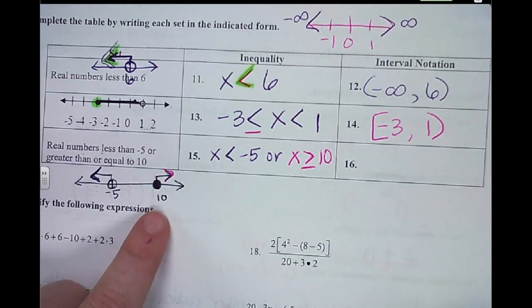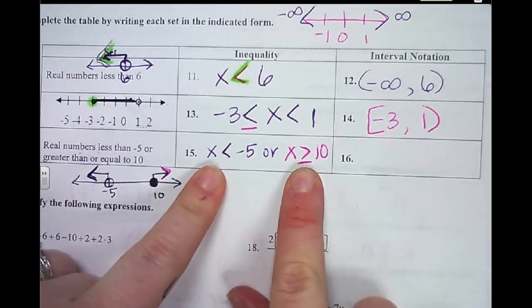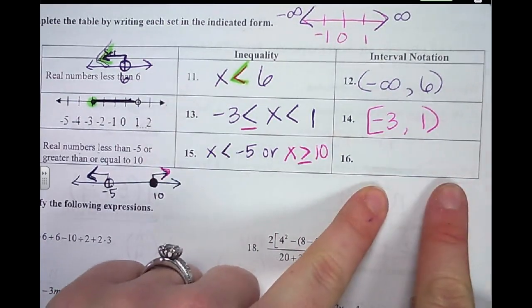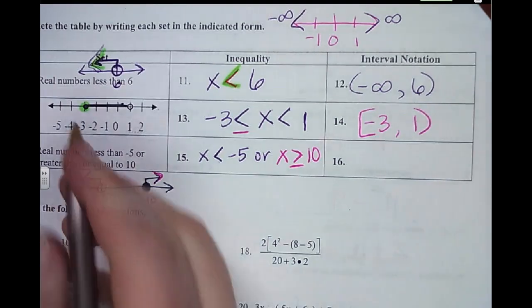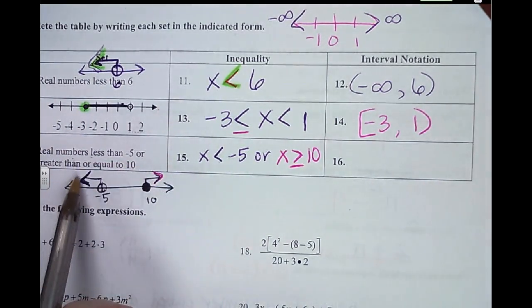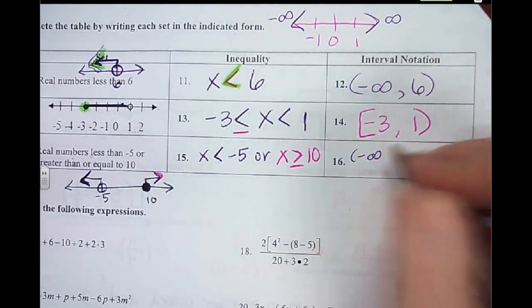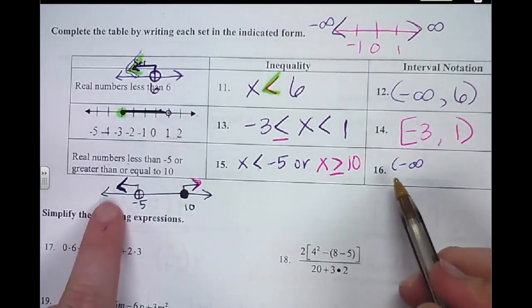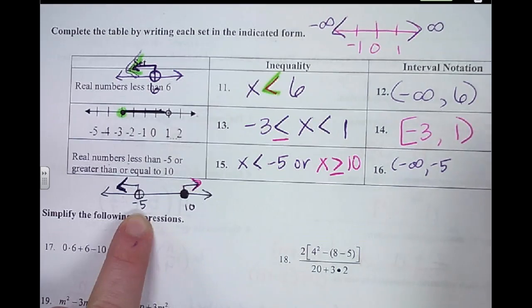Okay, interval notation. So I have 2 pieces on my number line. I have 2 pieces for my inequality. I should have 2 intervals. Okay, so let's start with this one. Remember, this arrow here is heading out to -infinity. So that's where I start. -infinity, it's a parenthesis. As I move to the right, it stops at -5. Open circle gets a parenthesis.